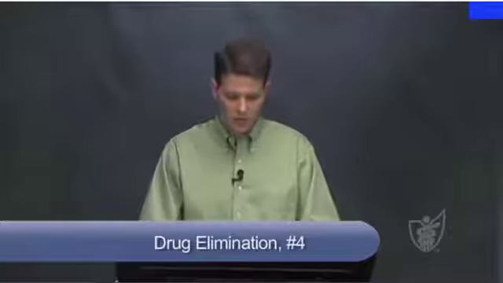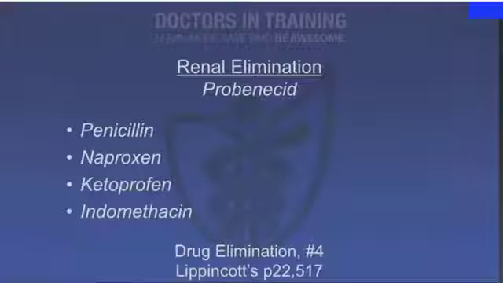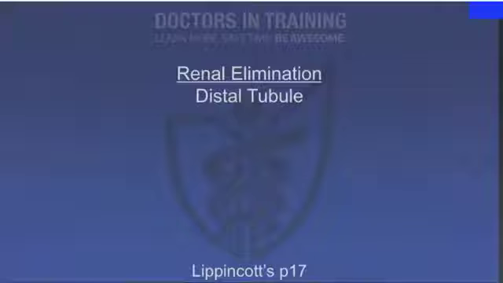There's a drug called probenecid, which is a drug used to treat gout, and it can block tubular secretion of several drugs, including penicillin, naproxen, ketoprofen, and indomethacin. So if you give probenecid with penicillin, the penicillin is not going to be transported in the proximal tubule, and the drug level of penicillin is going to be generally higher. So sometimes we actually give probenecid to increase the plasma levels of penicillin because we're decreasing excretion of penicillin. And then we'll talk about reabsorption in the distal tubules.